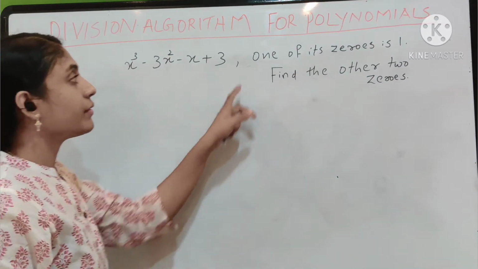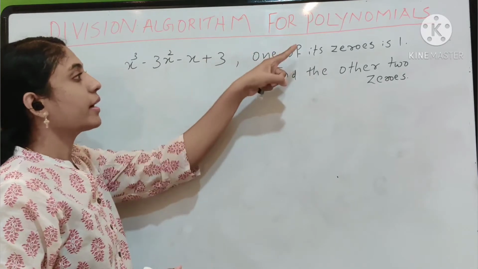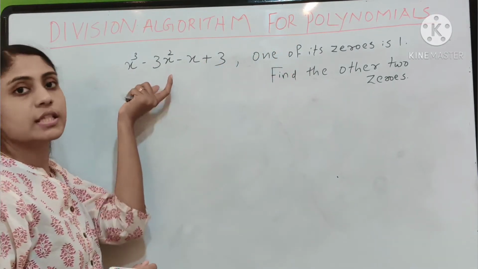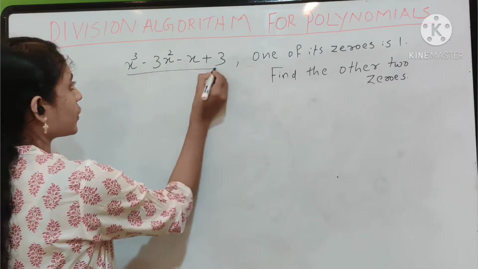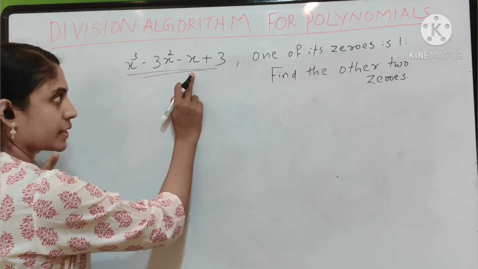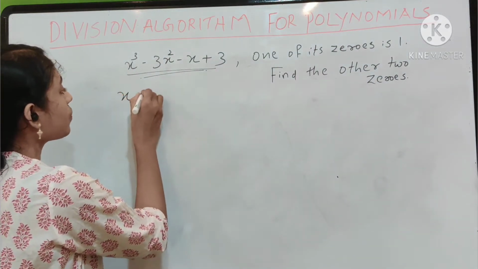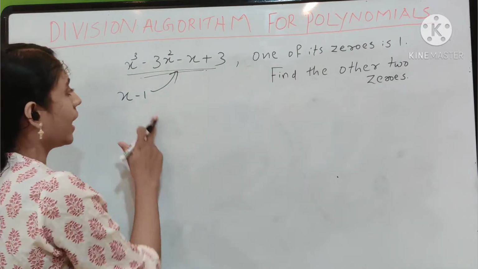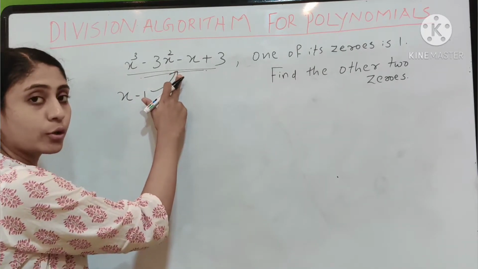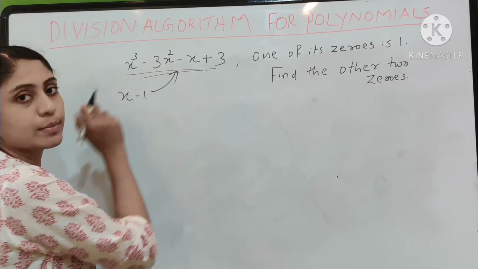It is given that one of its zeros is 1. That means x minus 1 is a factor of this polynomial. So x cube minus 3x square minus x plus 3 has the zero 1, which implies x minus 1 is a factor of this cubic polynomial, and this implies the polynomial is divisible by x minus 1.